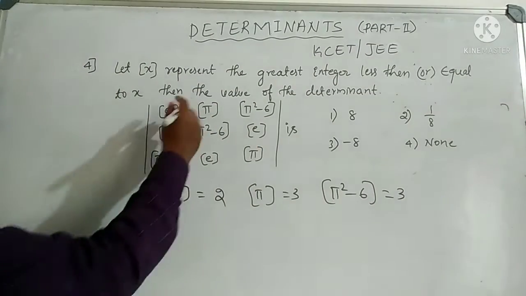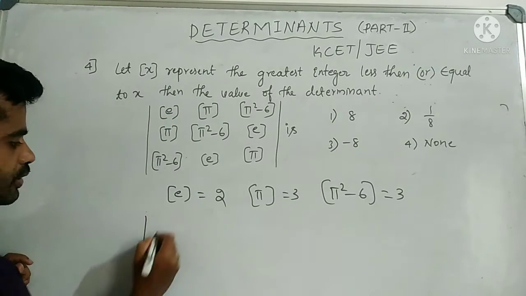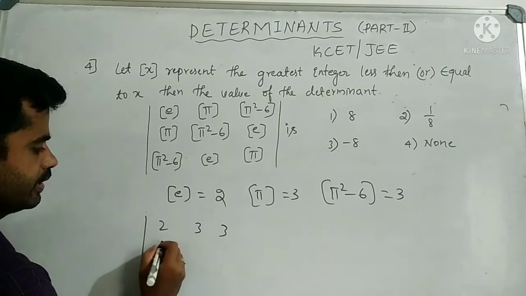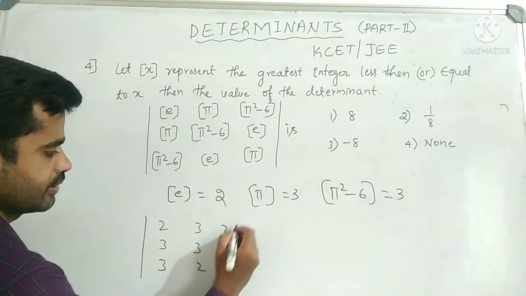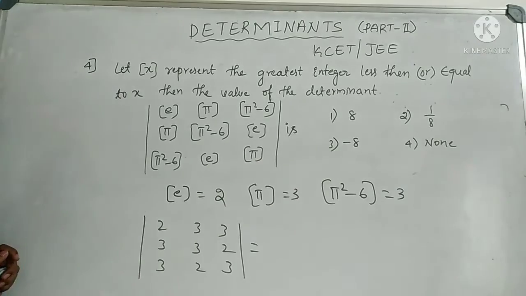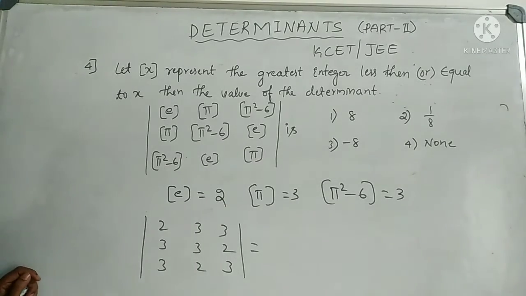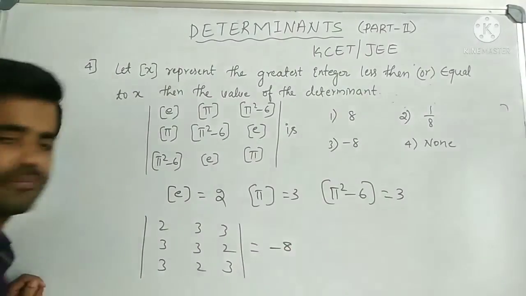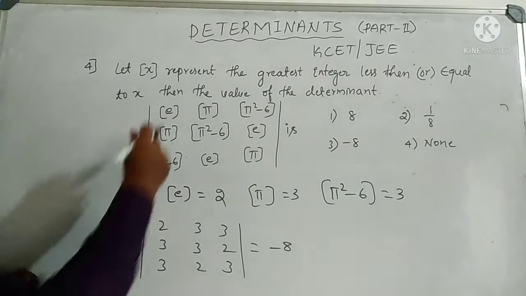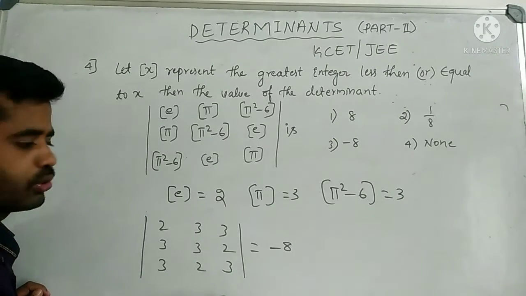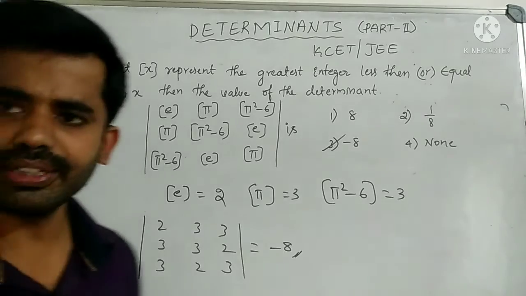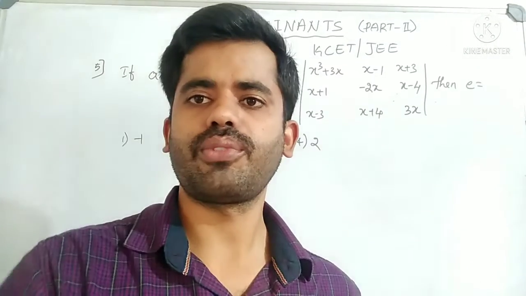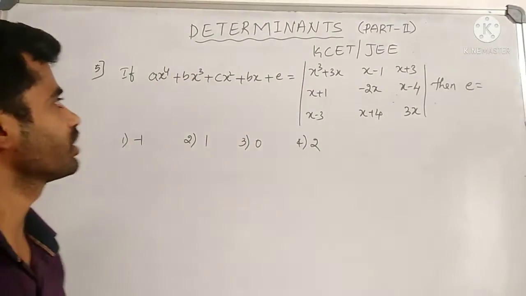Okay. Now I will fill the values in this: 2, 3, 3, 3, 3, 2, 3, 2, 3. The value of this determinant, you can solve it, is minus 8. Do you know that the value of this determinant is minus 8? That is the third option. Let me move on to the next question.